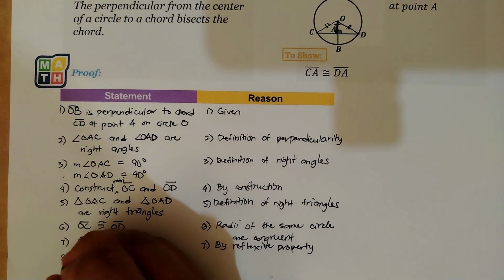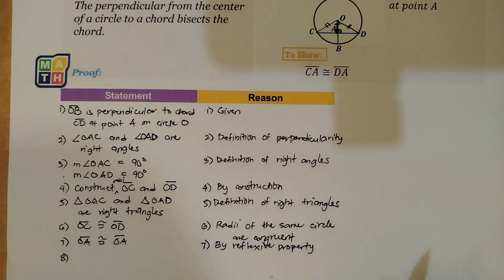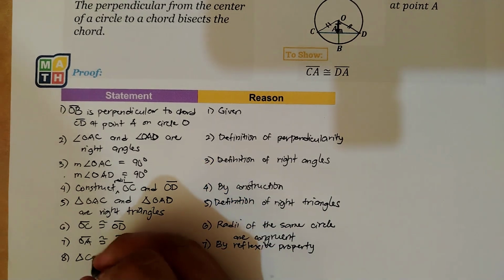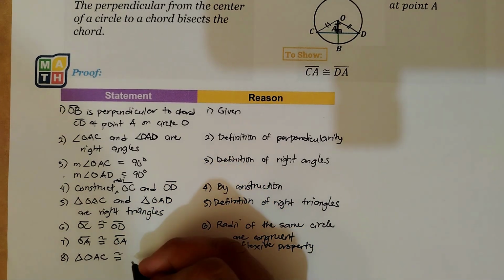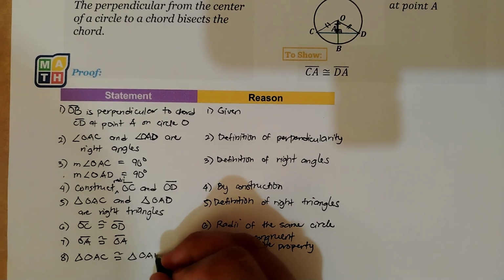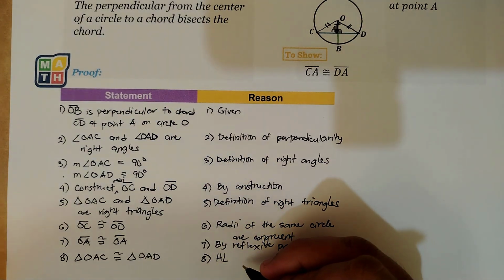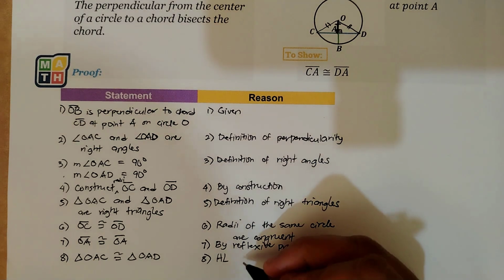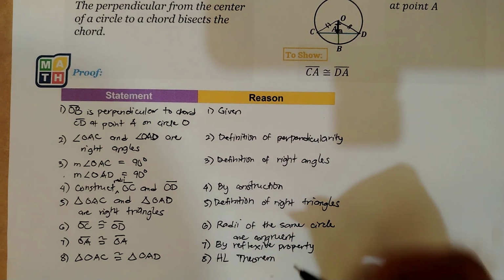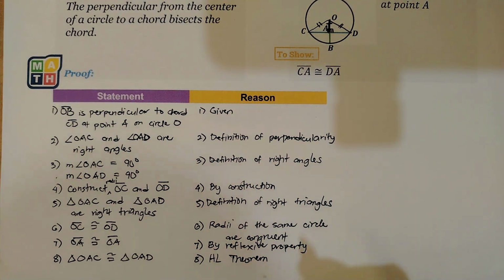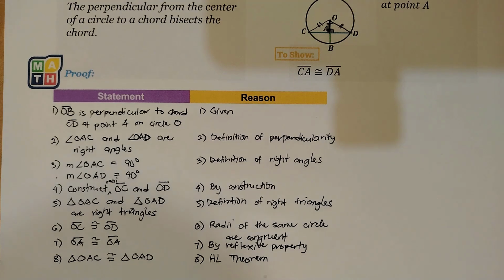So we can now say, according to our right triangle congruence, that triangle OAC is congruent to triangle OAD. This is by the HL right triangle theorem, or the hypotenuse-leg theorem. This is only true once we have established that the triangles are actually right triangles. We cannot use this if they are not right triangles. But since we are sure of statement 5, and because of the statements that I have established here, this is now true.